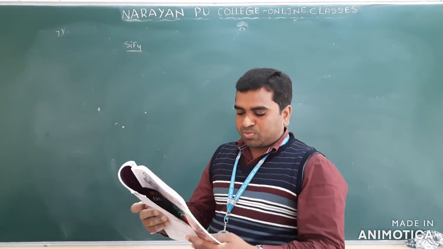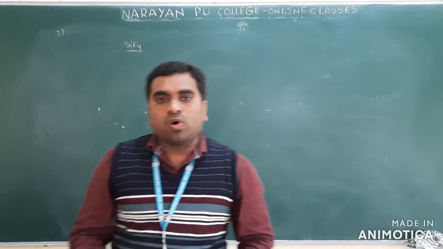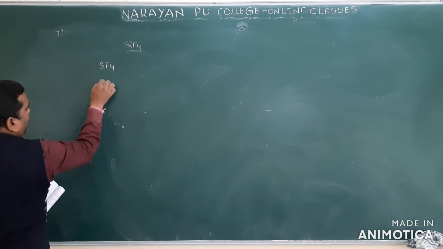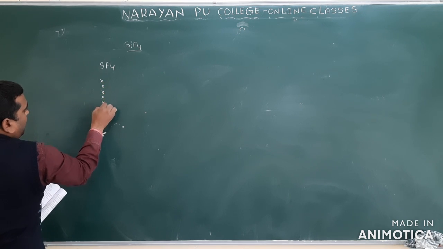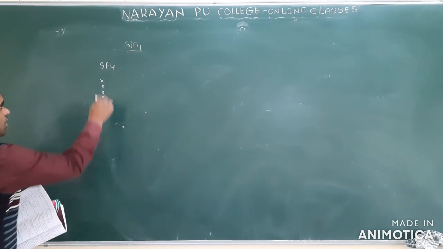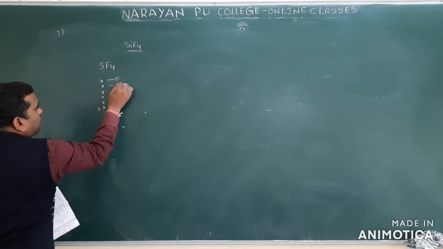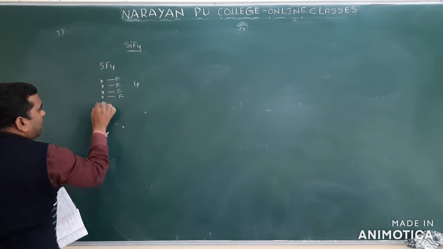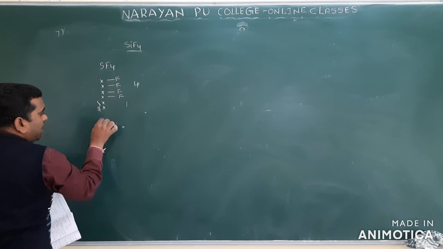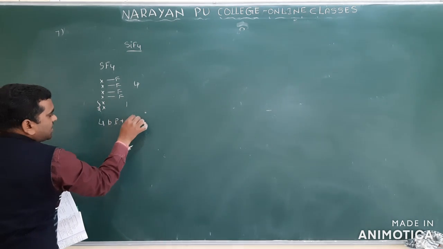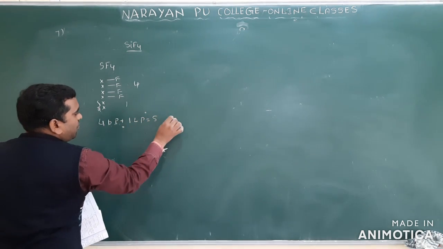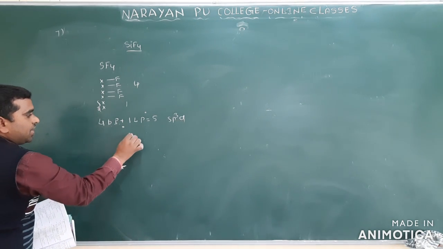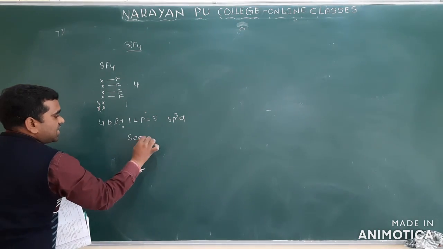Clear? Next one, SF4. What is the hybridization for SF4? Sulfur belongs to group 6, so 6 electrons. Each fluorine needs 1 electron to form a bond from the sulfur. How many bond pairs? 4 bond pairs. How many lone pairs? 1 lone pair. 4 bond pairs plus 1 lone pair, total 5, so sp3d. What is the structure? Seesaw structure.